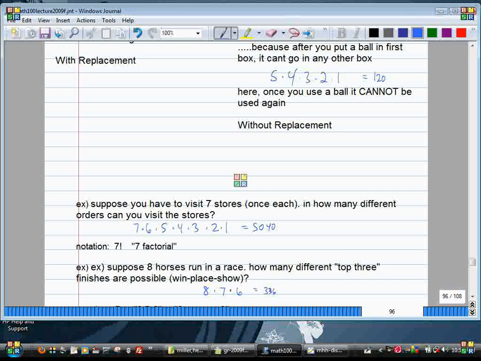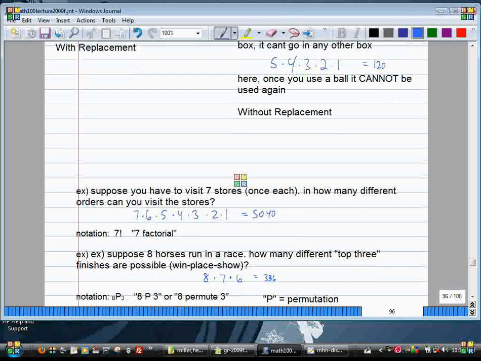Now, there's another notation for this one. Clearly this is not 8 factorial, because 8 factorial goes down to 1. So for this, we have a different notation. This is P. P stands for permutation.